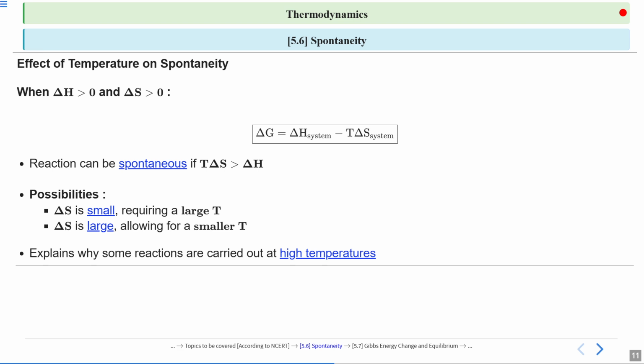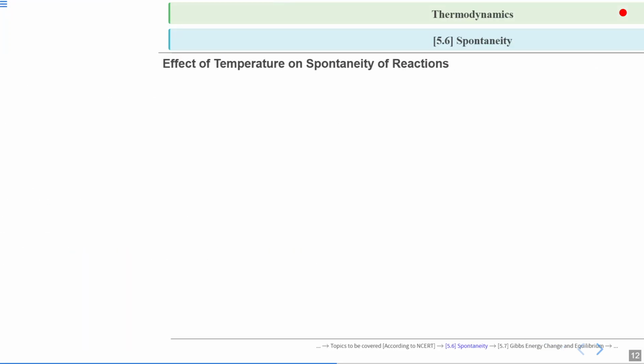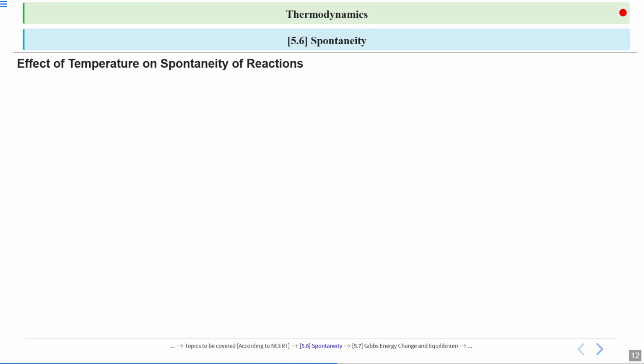This is the reason we do some reactions at higher temperature and some reactions at lower temperature. You can easily conclude that here, right? If delta S is small, we require a large temperature. If delta S is large, we require a small temperature. Now, we have only seen the requirement of high temperature. We will see the low temperature requirement also. Why in some cases do we require low temperature? Let's look into it.